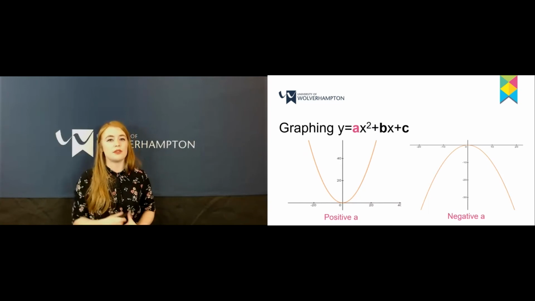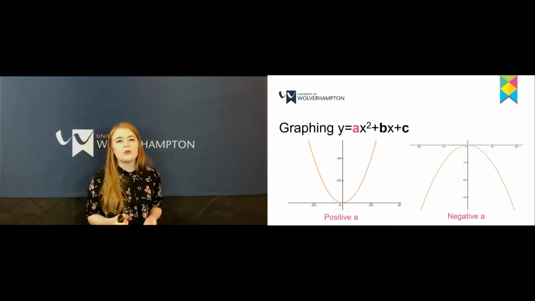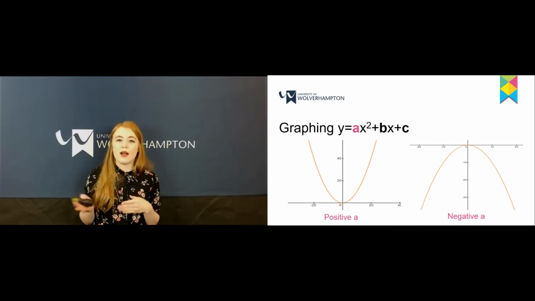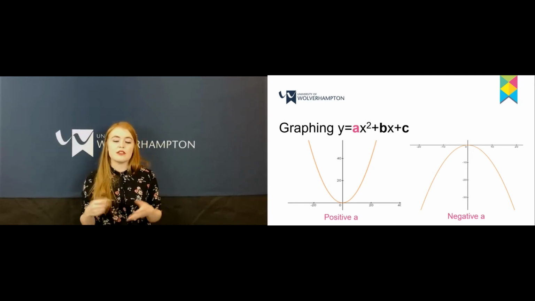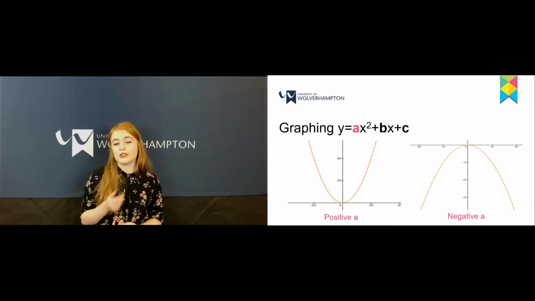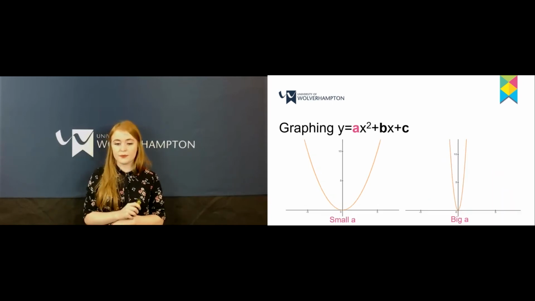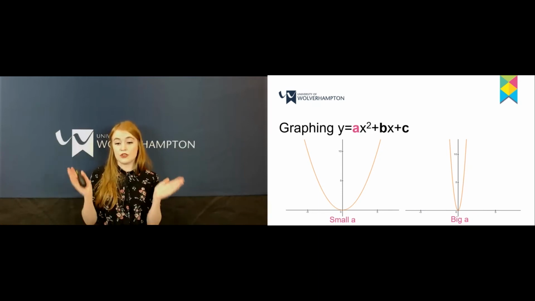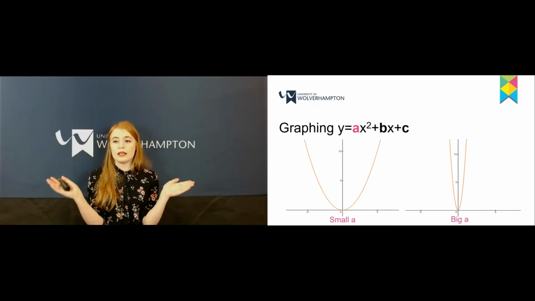So how would we graph them? Well, it's really important to be able to identify what a graph should look like without having to sketch it out. So this is what a quadratic looks like with a positive a and a negative a. What it looks like when a is small, so as you can see it's stretched here, and when a is big, it's more squished.